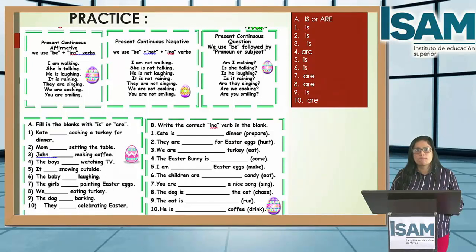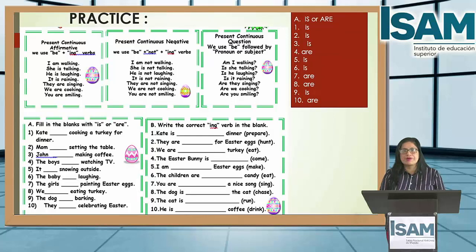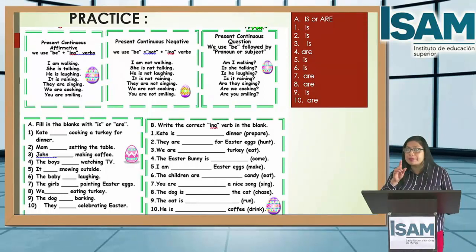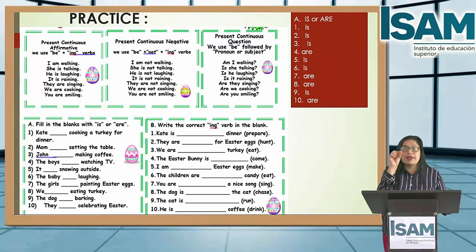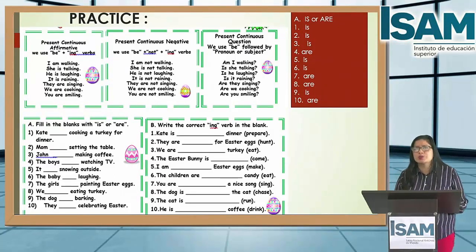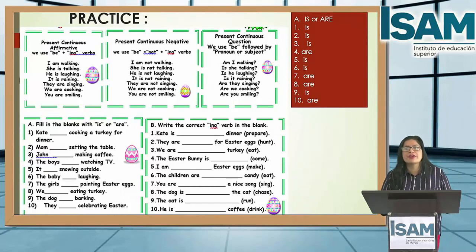Okay. Yes. What about letter B? Write the correct ing verb in the blank. Student, check, try to think about how you can write the correct ing verb in the blank. For example, number 1, Kate is, how can you change? Remember, when a verb has letter E at the end, what happens with letter E? How can you change it to ing? Can you do it, student? Think about from 1 to 10, or from 1 to 3. Try to do it, student. Please think about this one.